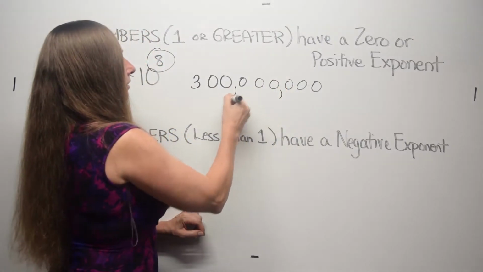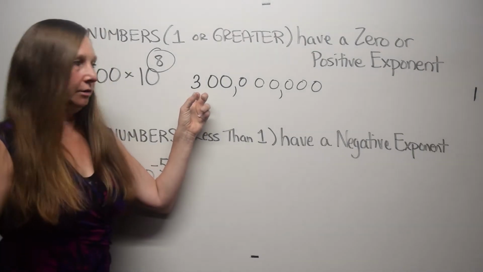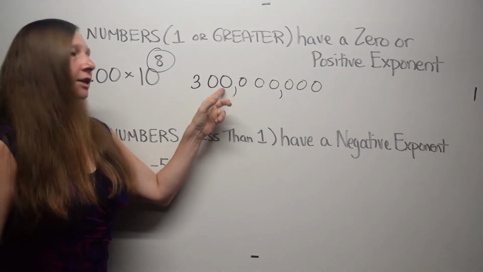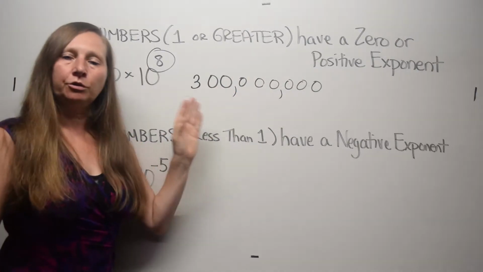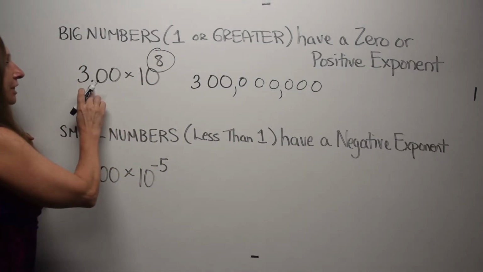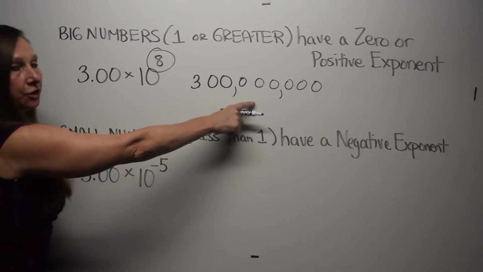We've got a comma there and a comma there, so that is 300 million. We've got the thousands place here and the millions place here. This number is 300 million. Again, with a positive exponent, the decimal has to go that way when you change it to a decimal number.